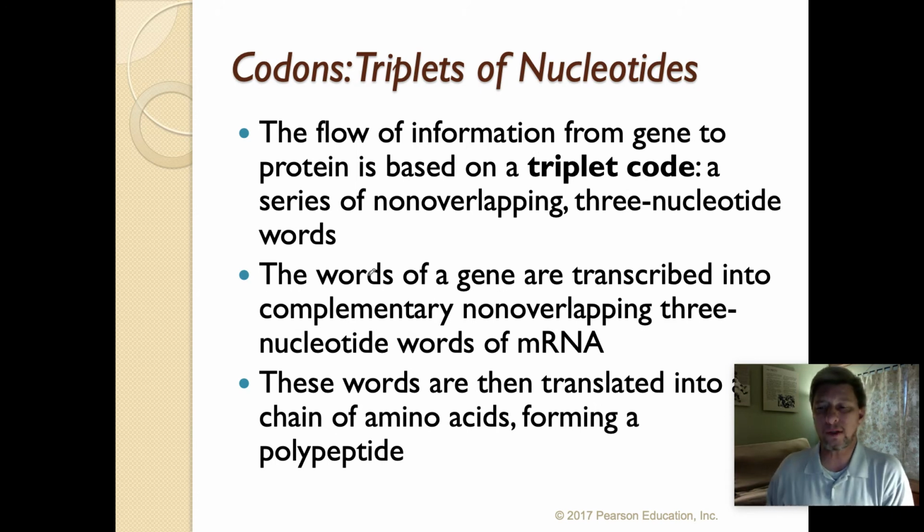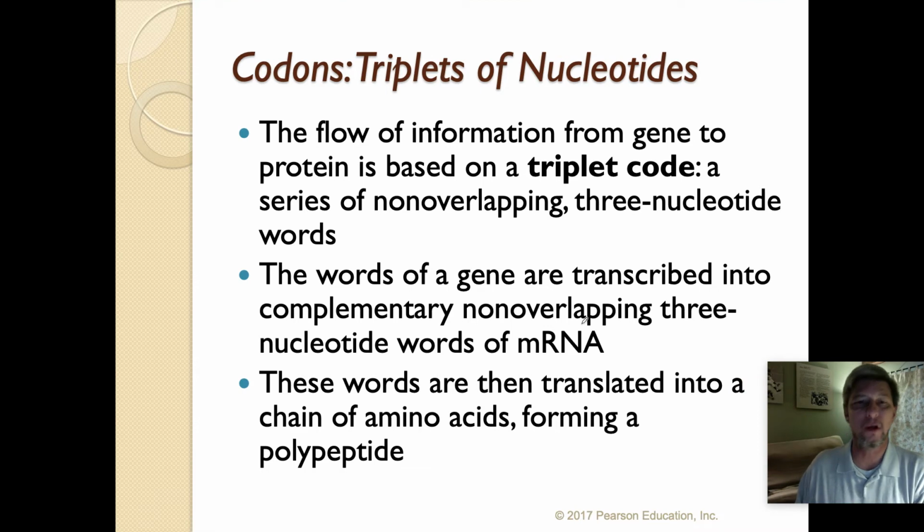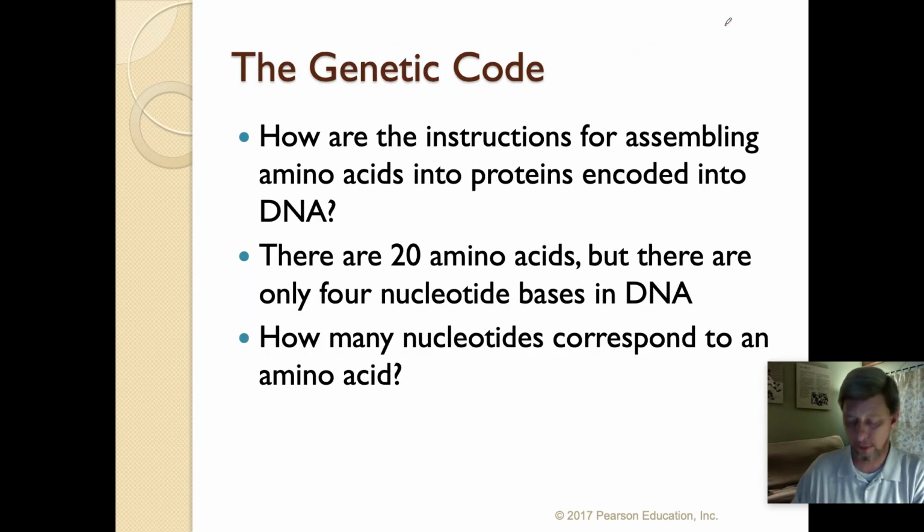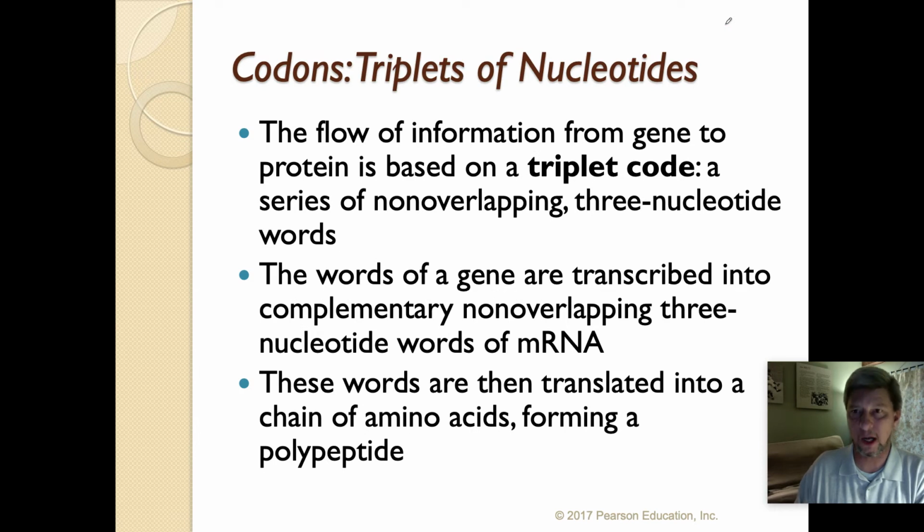We call these little triplets, and I love the fact that they are triplets. We call these triplets of nucleotides codons. So the flow of information from a gene to a protein is based on what we call a triplet code. It's a series of non-overlapping 3-nucleotide words. Think about this. I always illustrate, to my students, I have 3 letters.